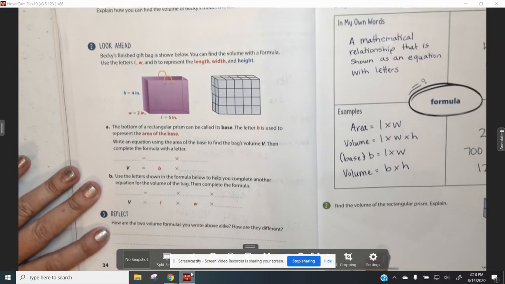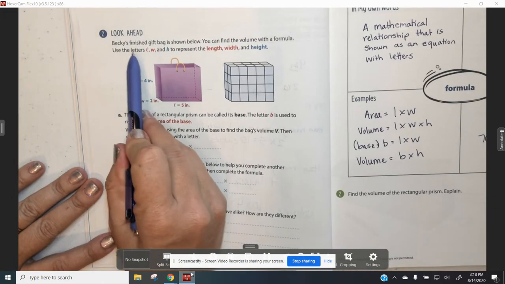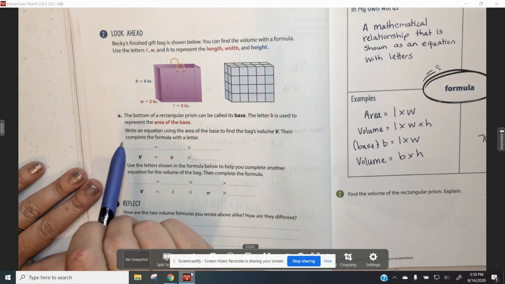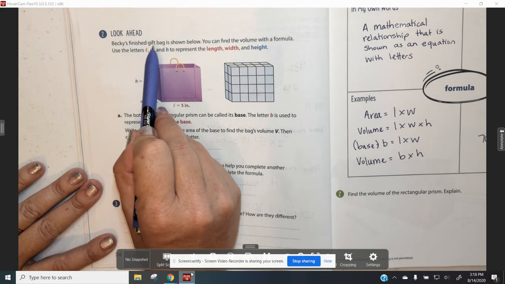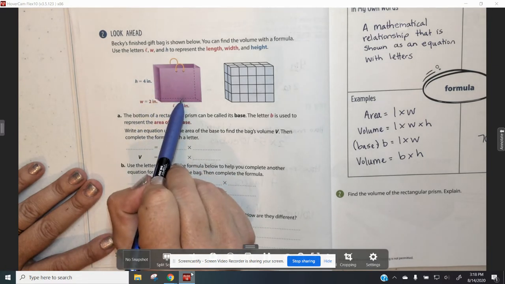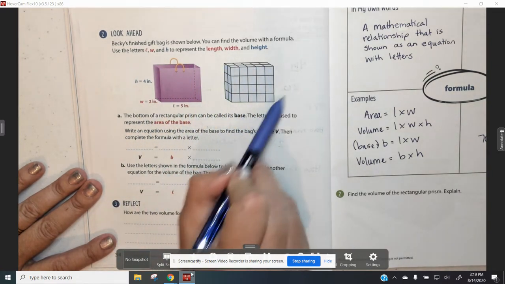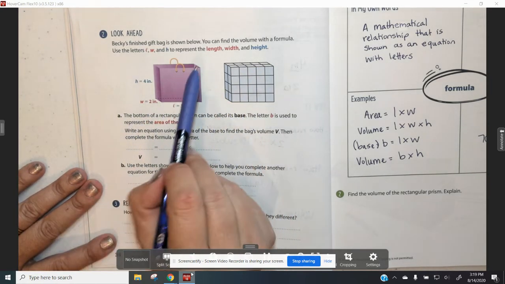All right, we're going to go ahead and go on to question number 2. Look ahead. This is giving us a little preview of what we're going to be doing over the next few days. Becky's finished gift bag is shown below. So this is the model of that gift bag that she made. As you can see, the size of her model is similar to the size of the rectangular prism that we had from the previous page.